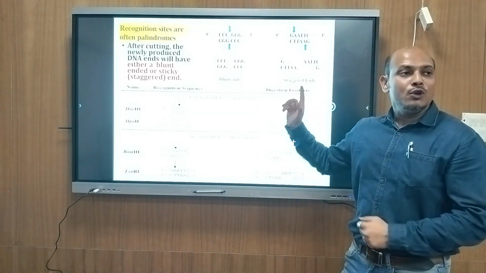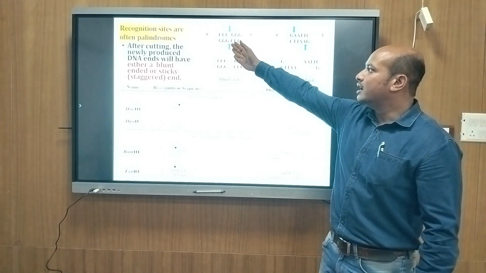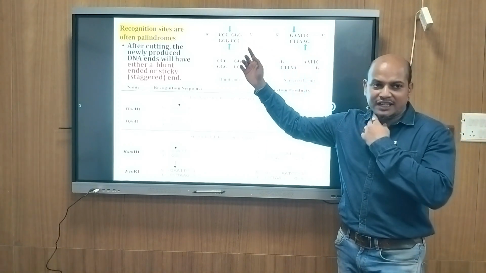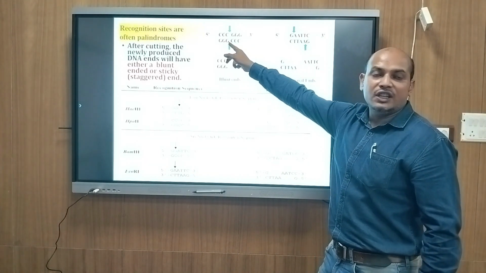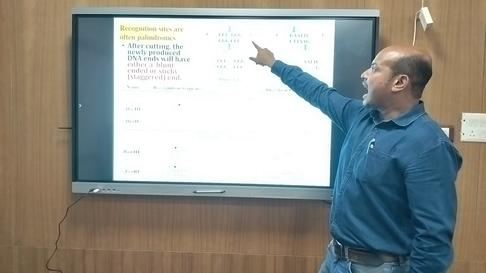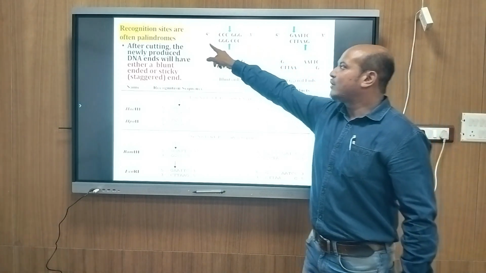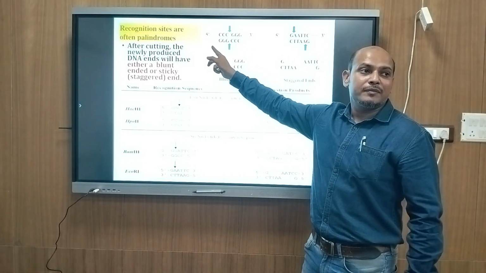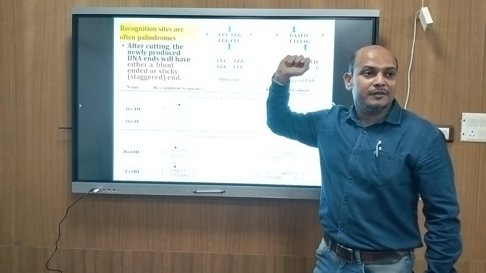Similarly, the restriction endonuclease sites are palindromic in nature. For instance, if we have a look over here, in the first strand, the first sequence that has been shown reads CCCGGG in the 5' to 3' strand. And in the antiparallel strand of the DNA, that means this would be the 5' end and that would be the 3' end, it again reads the same thing, that is CCCGGG. Overall, the sequence reads like this: CCCGGG, CCCGGG.